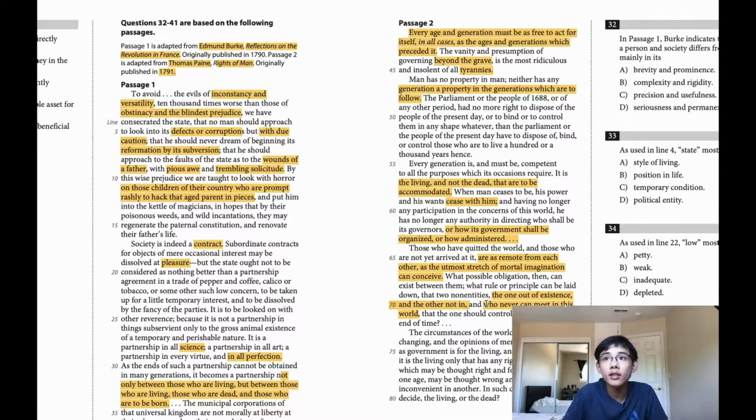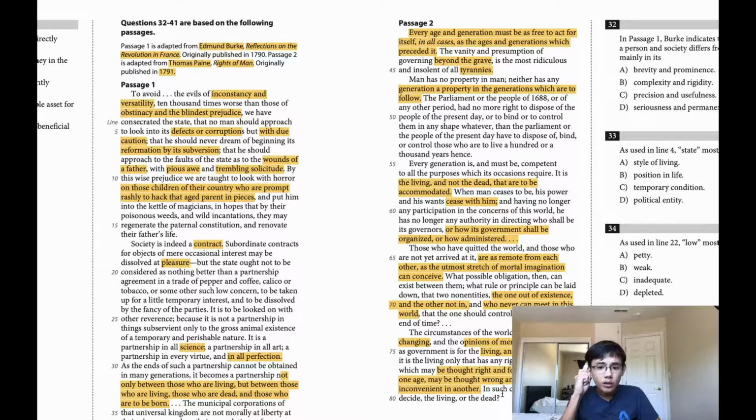So who is to say that the group that's already dead can control the group that is still existing in the world? The circumstances of the world are continually changing, and the opinions of men change also. And as government is for the living and not for the dead, it is the living only that has any right in it. That which may be thought right and found convenient in one age may be thought wrong and found inconvenient in another. In such cases, who is to decide, the living or the dead? So again, repeating the main thesis that he has.